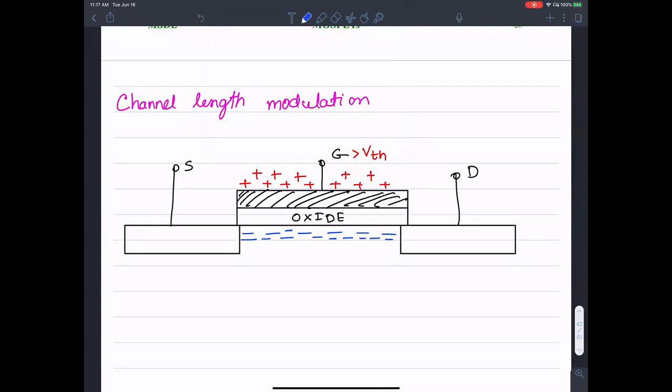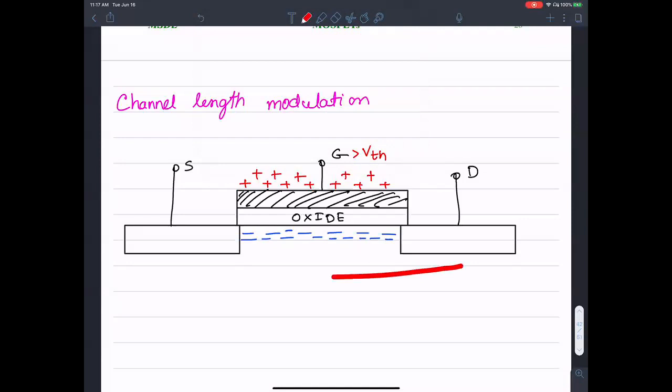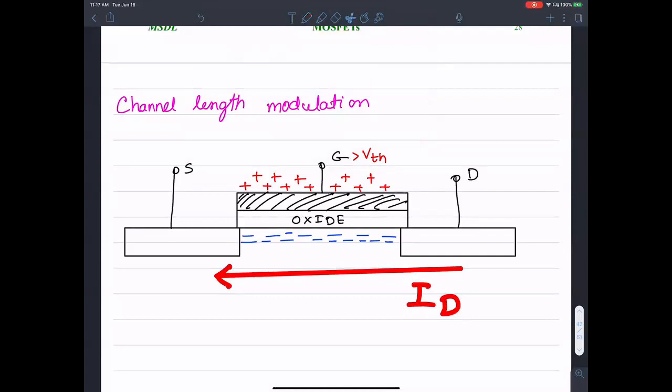Now, in order to have a current flow in the drain, this is ID, we want to make sure that we apply a positive voltage on the drain. Remember, VDS should be greater than VGS. And in the saturation region, VDS is large: VDS is greater than VGS minus V threshold. We don't have to be in the saturation region for the drain current to flow.